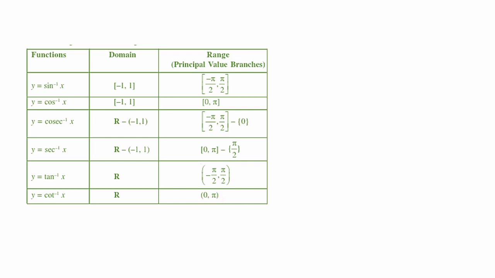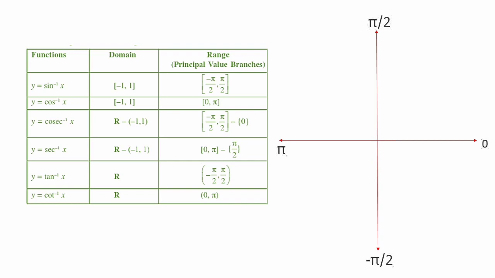So how to recall this domain and range easily? In the sense, you can just draw the x-axis and y-axis, and we can mark 0, pi by 2, pi, and minus pi by 2. And means 0 to pi on the x-axis and minus pi by 2 to pi by 2 on the y-axis. And this axis divides the plane into 4 pieces. Each one is called quadrant: first quadrant, second quadrant, third and fourth quadrants.